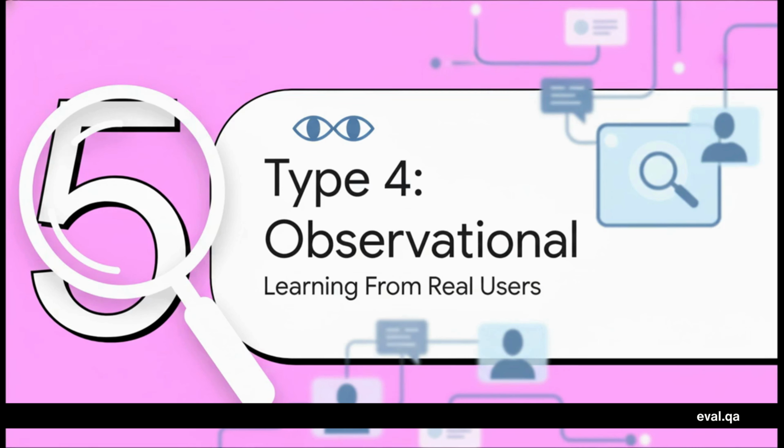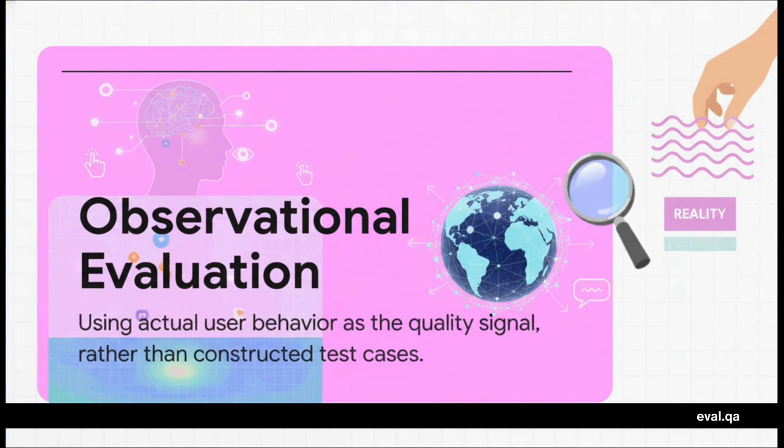All right, so far, everything we've talked about happens in the lab, before you launch. But what happens after your AI is out there, interacting with real people? That brings us to our final tool, Type 4, Observational Evaluation. This is all about learning from what your users actually do in the wild. And the concept is so simple, but it's also incredibly powerful. You're using actual user behavior as your quality signal. You stop looking at made-up test cases, and instead, you look at what real people are doing with your product. This is the ultimate ground truth. It's not what people say they'll do in a survey, it's what they actually do when nobody's watching.